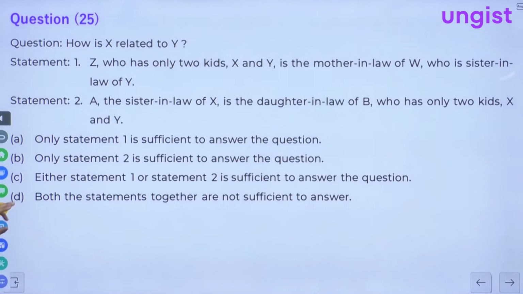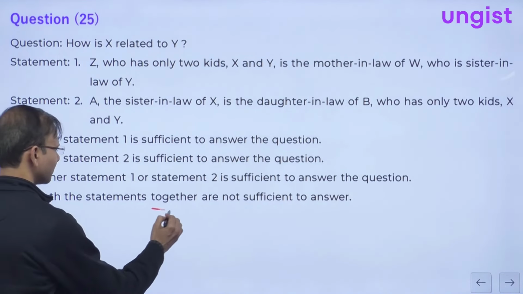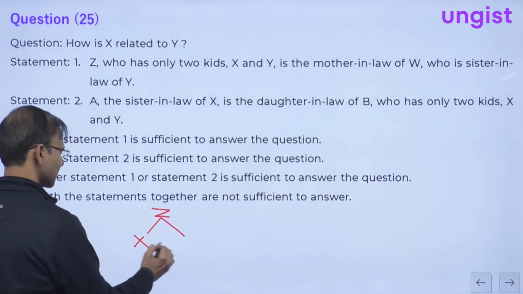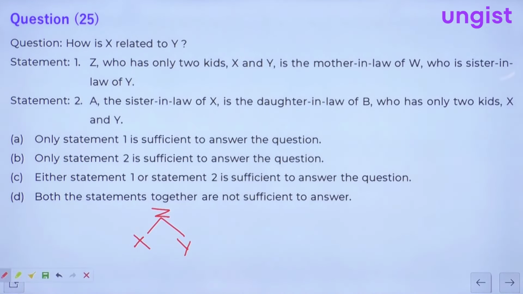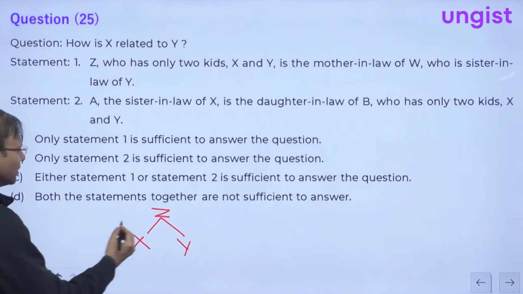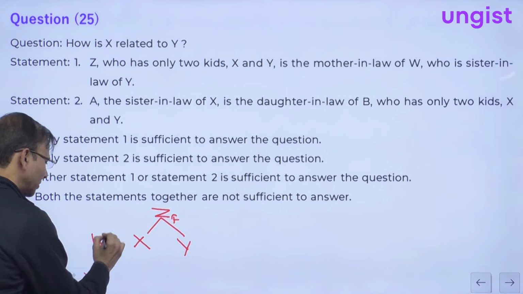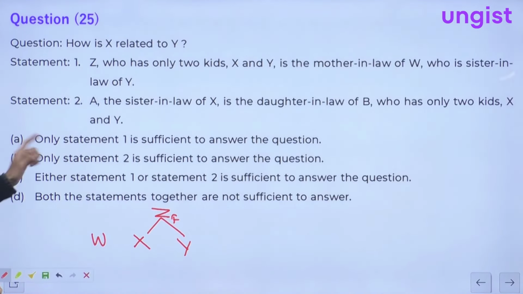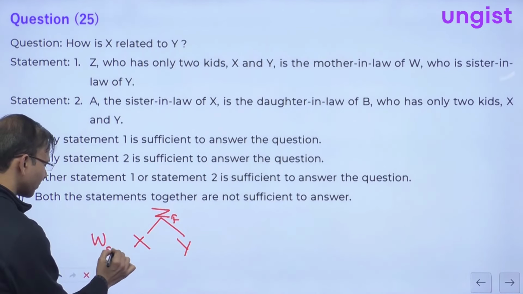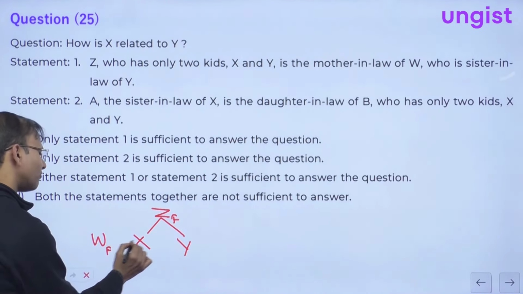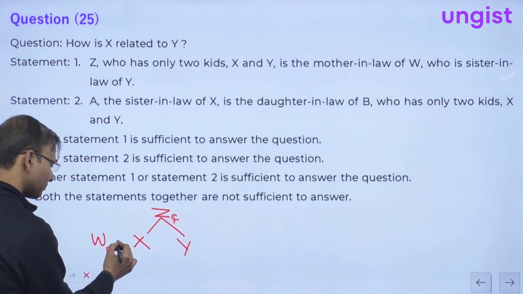First statement, Z who has only two kids X and Y, is the mother-in-law of W. Z is the mother-in-law. Z is female. Z is the mother-in-law of W. I don't know where W is. But W is the sister-in-law of Y. W is the sister-in-law. W is female. W is the sister-in-law of Y. It means W is the wife of X.